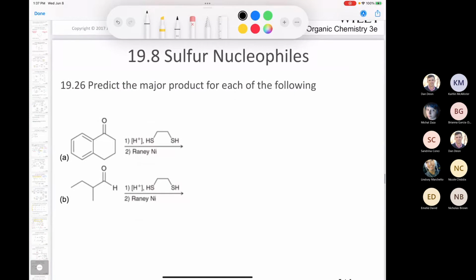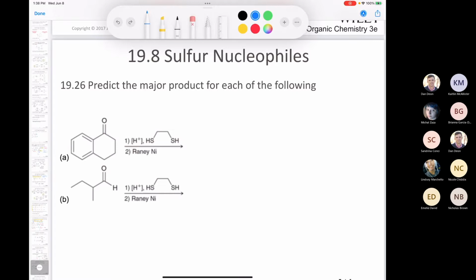We have the Wolff-Kishner, we've got the Clemmensen reduction, and now you've got Raney nickel. It says, predict the major product for each of the following. The first one, we're taking a ketone, and we're treating it with a catalytic amount of acid and 1,2-ethanedithiol, and we end up making a thioacetal.